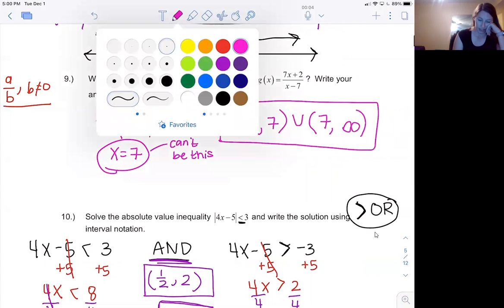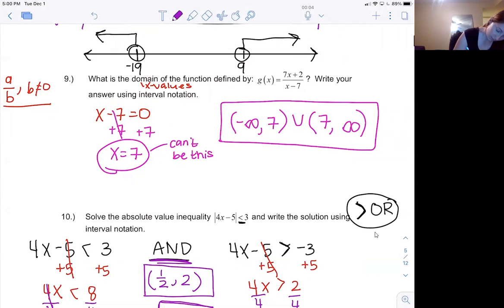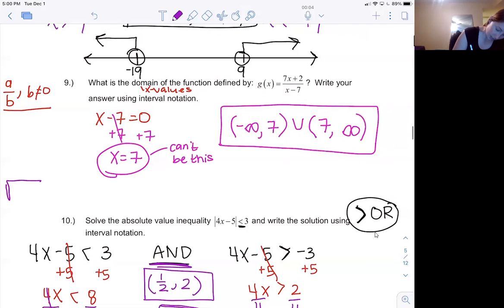The other one you might see is if they give you a function with a square root. If they give you a function with a square root, what's under it has to be greater than or equal to 0. You can't have a negative under there. So that's how you would solve that one.